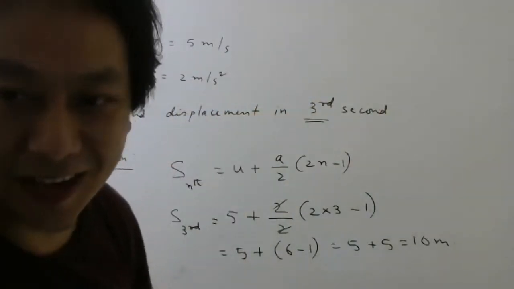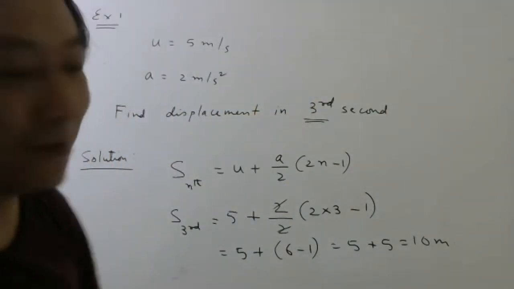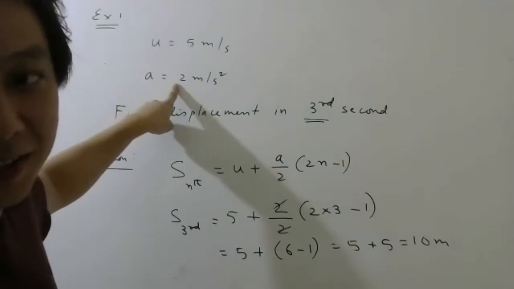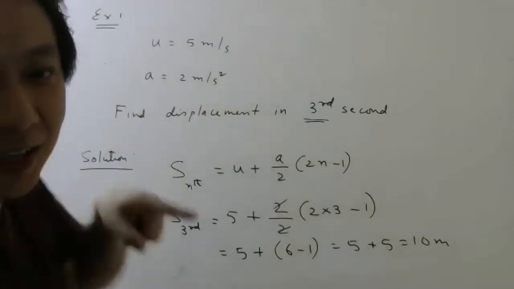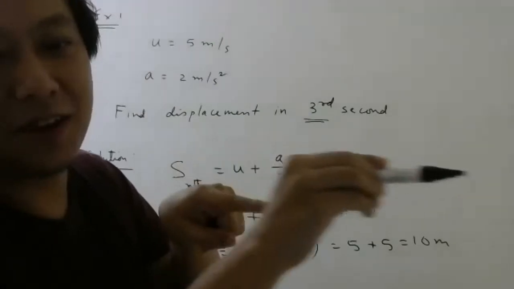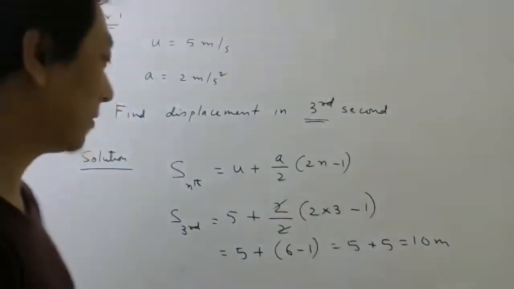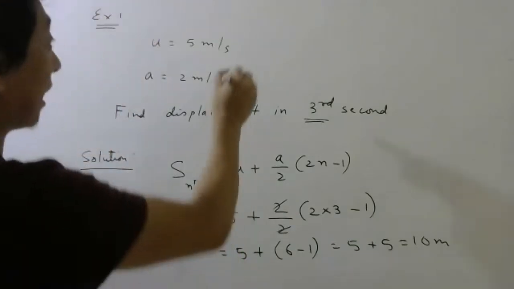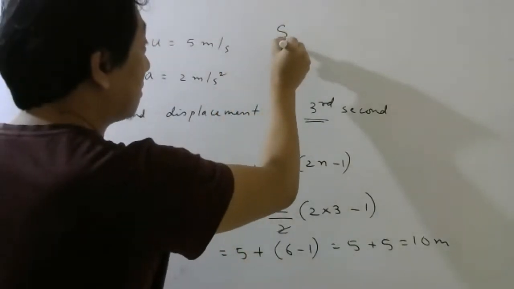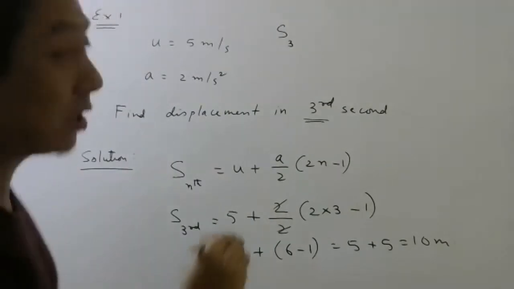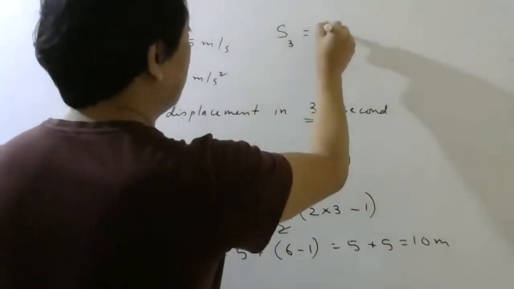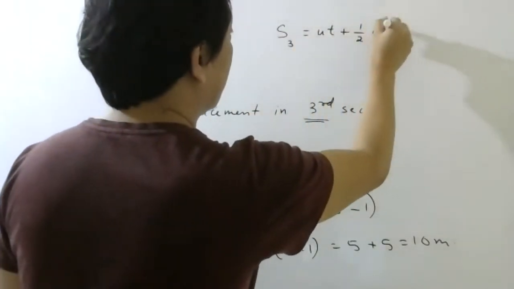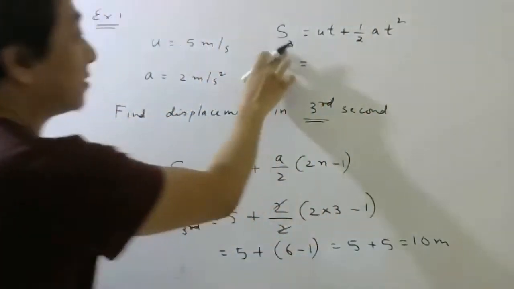And why would it change direction? Because it has positive acceleration and positive velocity, so it will keep moving faster and faster. Let us check that. If I first calculate distance traveled in 3 seconds, let us see what I get: ut plus half at square. So this is distance traveled in 3 seconds.